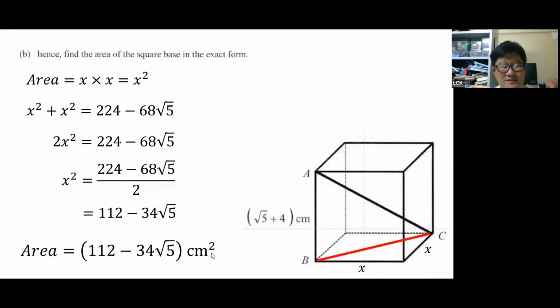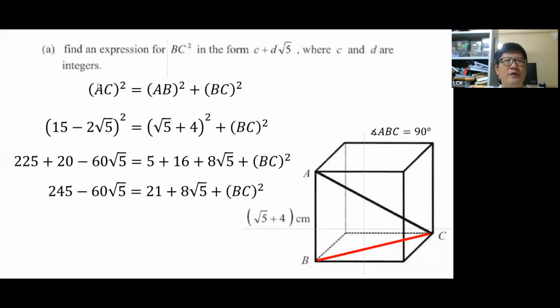Remember, all these things equal marks. If you forgot to put this in, if you omitted cm squared, marks may be deducted. So remember, put down the cm squared here. All right, so I have done.